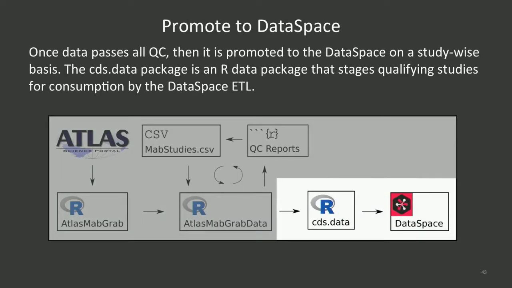Finally, studies that pass all of the quality control checks move to another R package called CDS data, and in this package is where we're storing all of the data in DataSpace. From CDS data, files are exported, and an ETL that we have written in Postgres picks up those files that are exported from R and loads them into DataSpace.